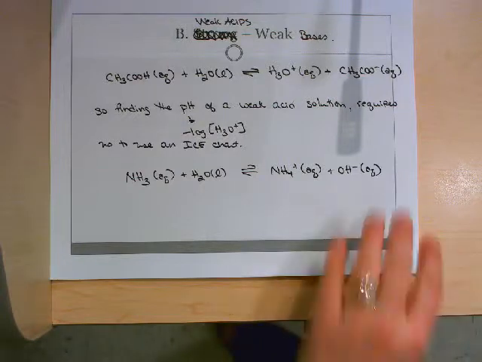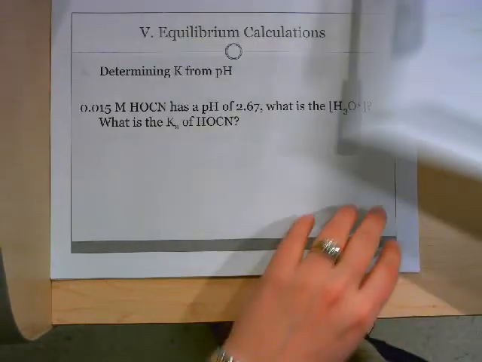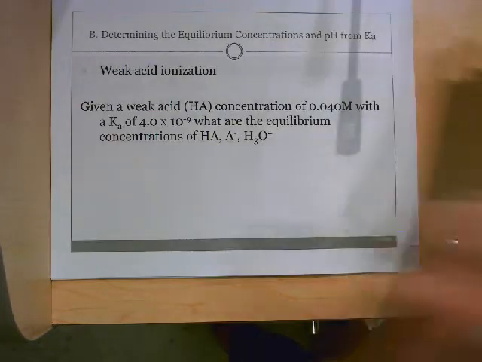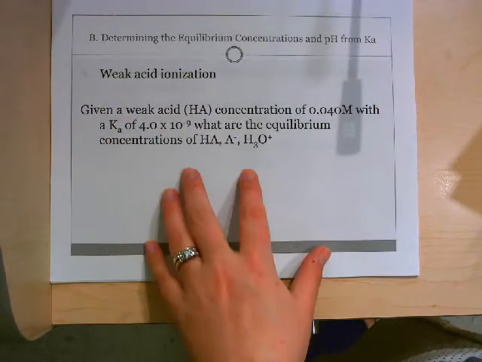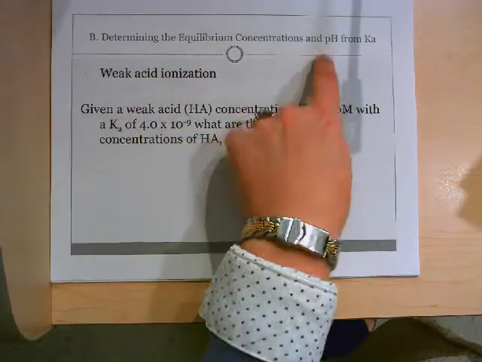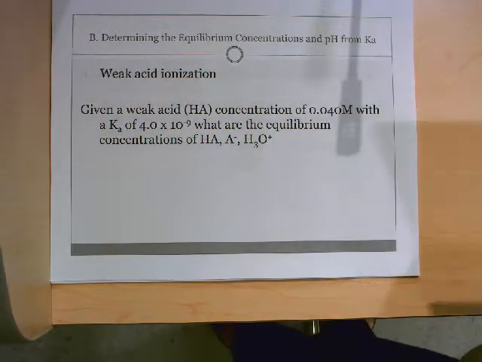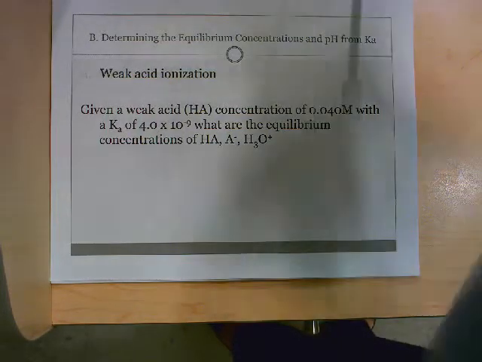I'm also going to switch two orders of slides. I'm going to save the one called determining K from pH and do this one first, determining equilibrium concentrations from pH and Ka. We'll do that one first, then we'll come back to this one.